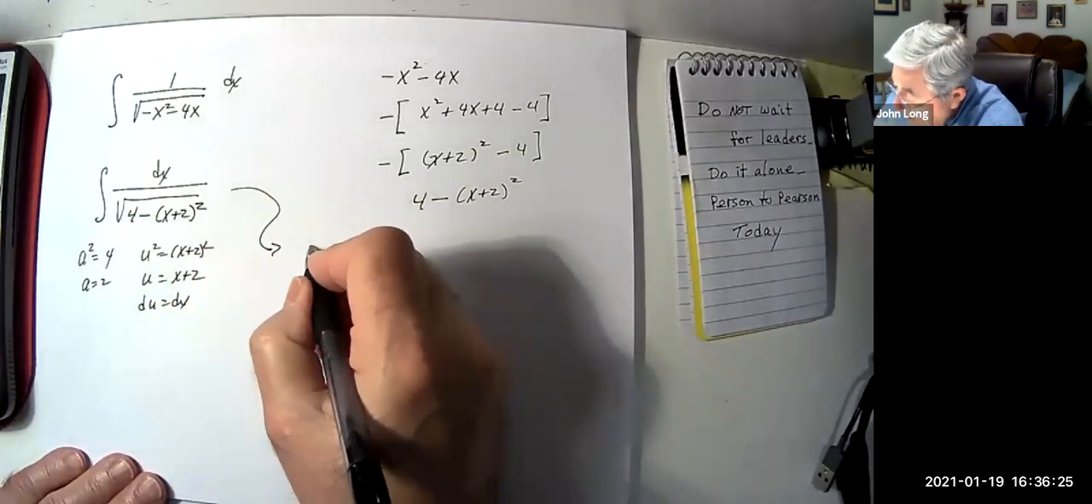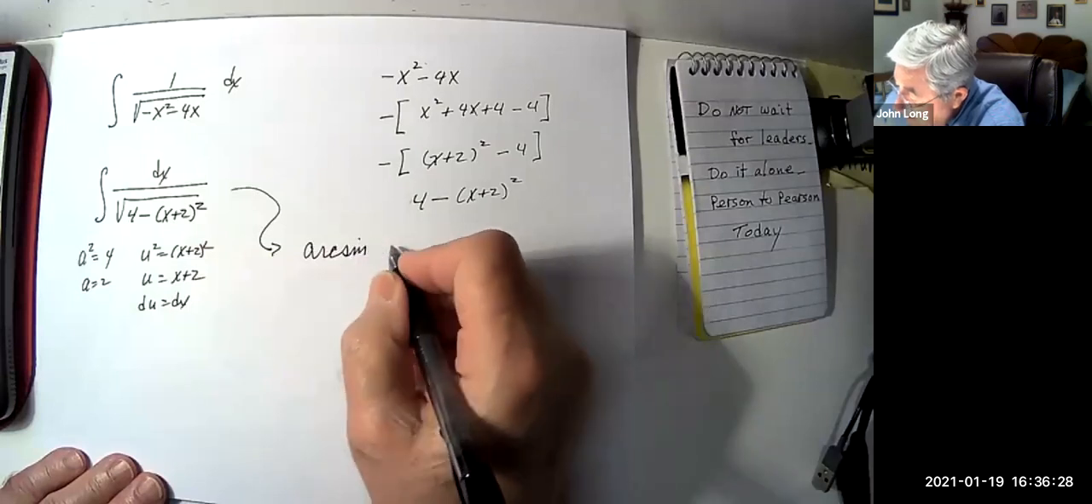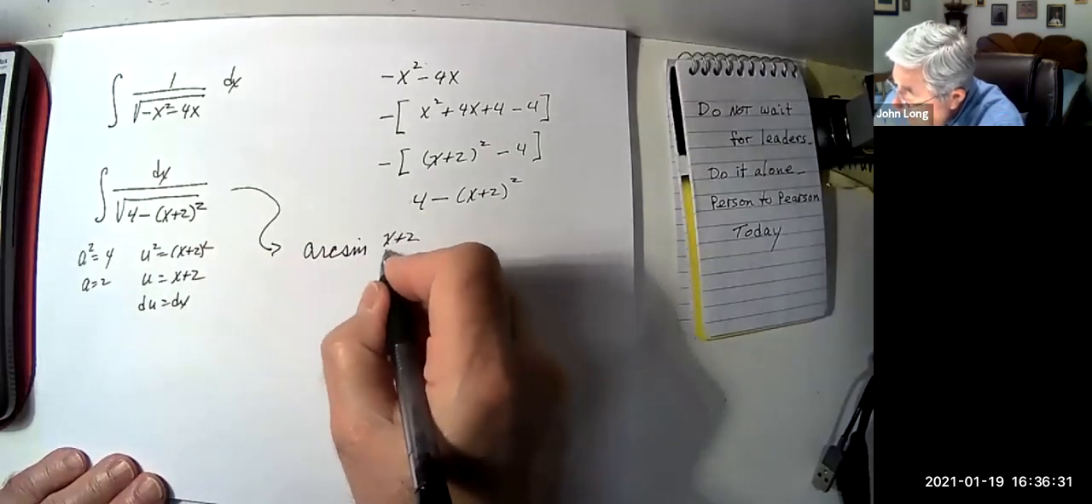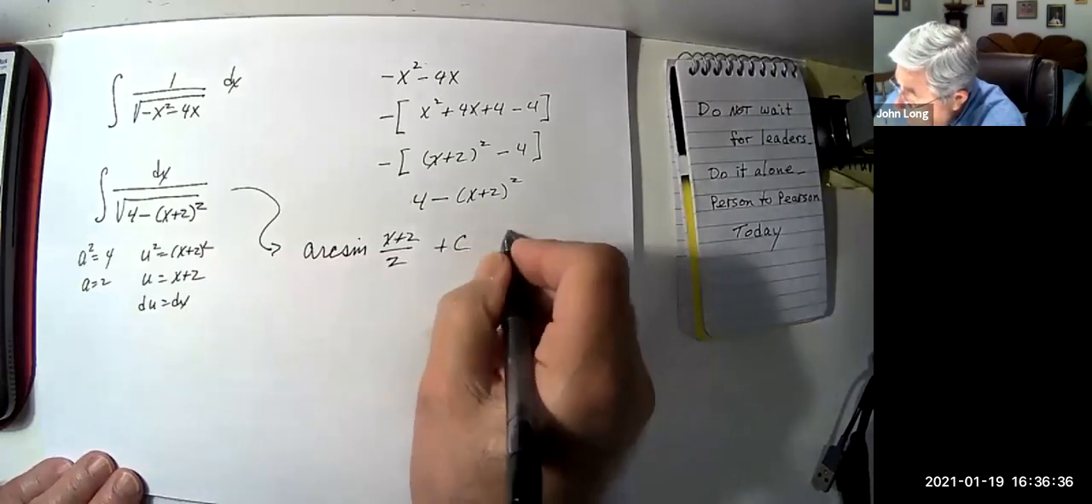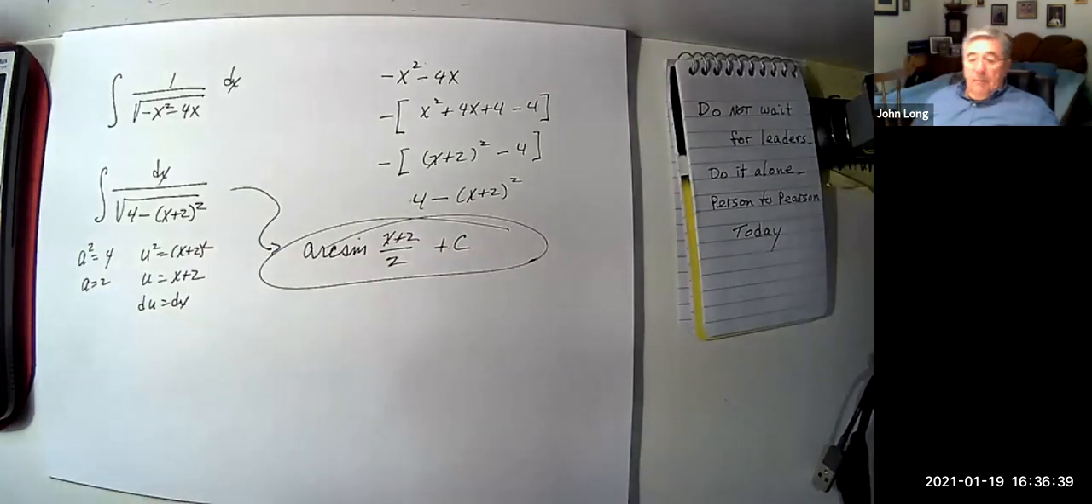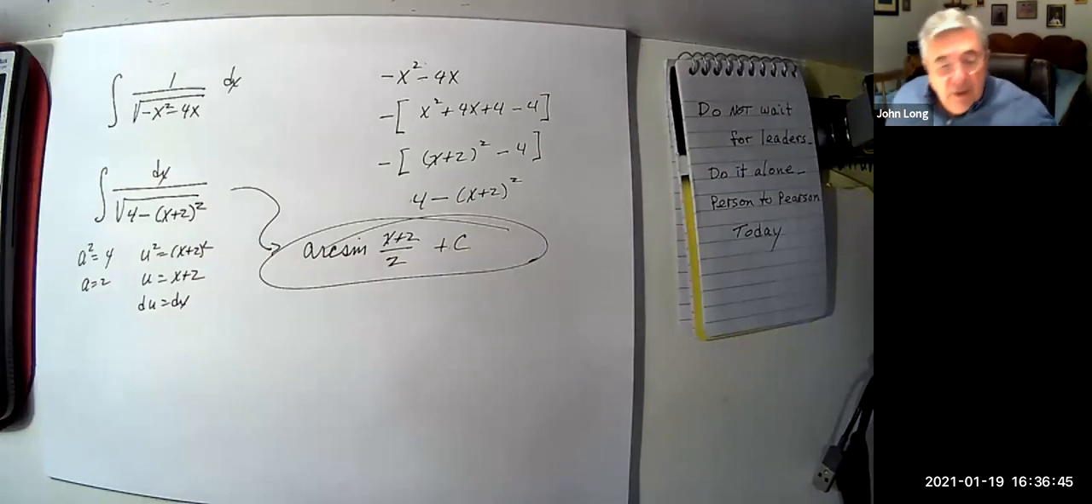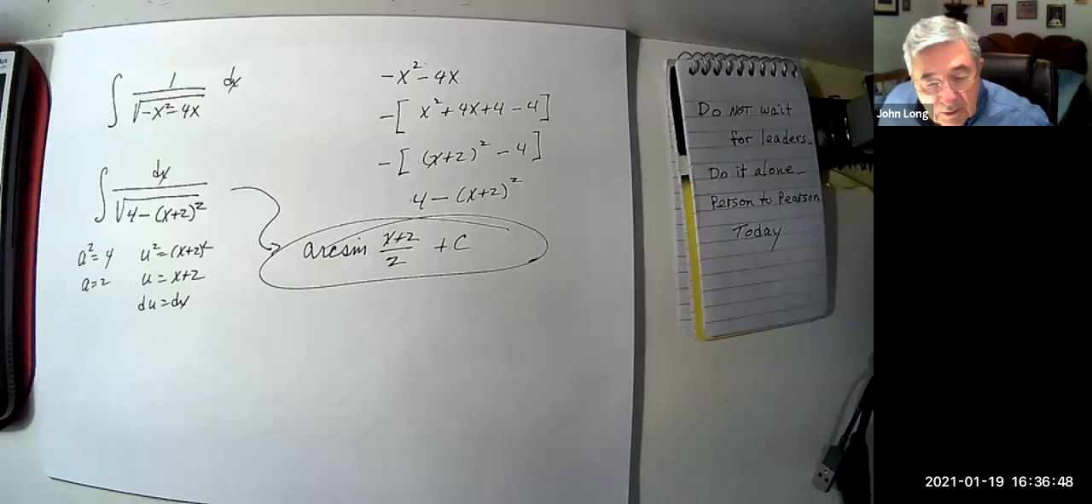So we rewrite this as arc sine of u, x plus 2, over a, which is 2. This is an indefinite integral, so we put plus c, and there's our answer. So we got that. Fun, fun, fun. Completing the square. We get to use completing the square a lot of different times, and so that's one of the things that we will try to do from time to time.